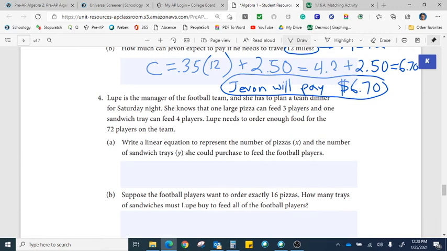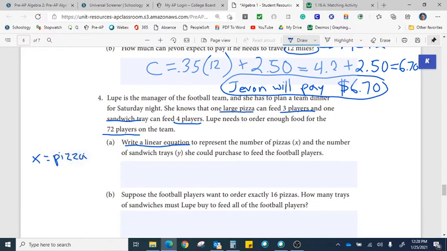Lupe is the manager of a football team, and she has to plan a team dinner for Saturday night. She knows that one large pizza can feed 3 players. Okay, so this one's about pizza, right? Large pizza, 3 players. One sandwich tray can feed 4 players. And there are 72 players total on the team. Okay, so it says write a linear equation to represent the number of pizzas x. So x equals pizzas. Okay, y is going to equal sandwich trays.